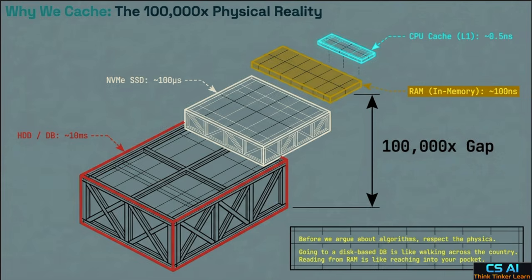Look at the latency gap here. CPU cache operates in sub-nanoseconds, RAM in nanoseconds, and NVMe SSD in microseconds. But your disk-based database, it lives in a 10 millisecond range. That's a 1 million x latency gap. Comparing a database read to a RAM read is like comparing walking across the country to simply reaching into your pocket. If you don't respect the physics, your algorithm won't save you. We cache to bring the data into the pocket of our application.